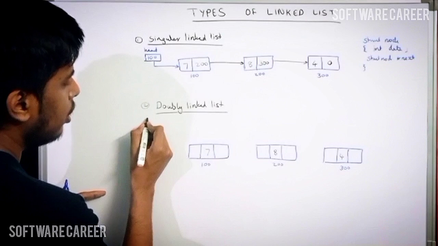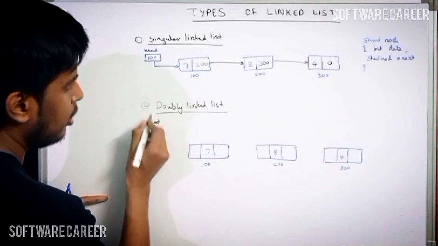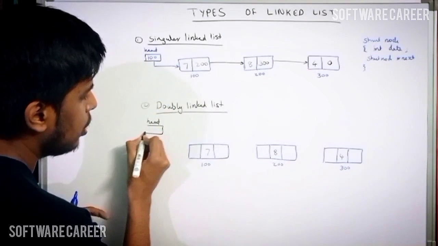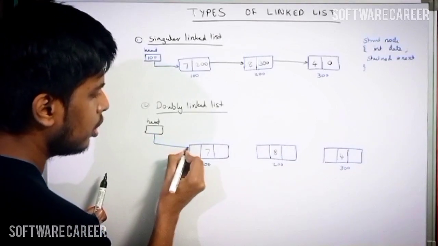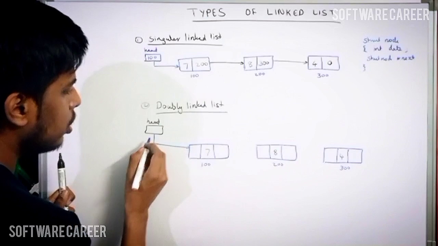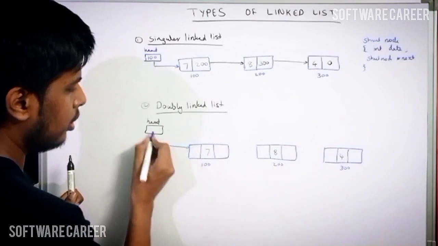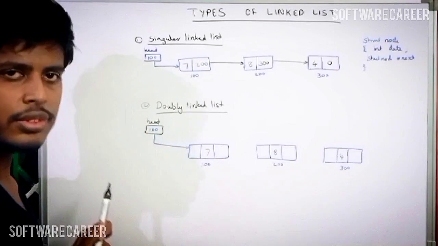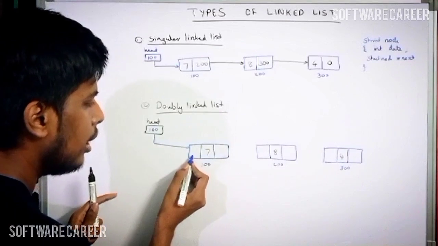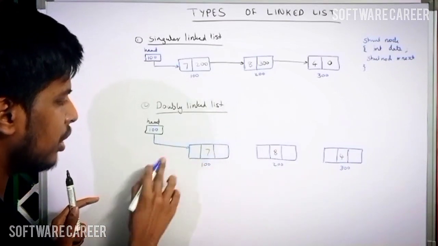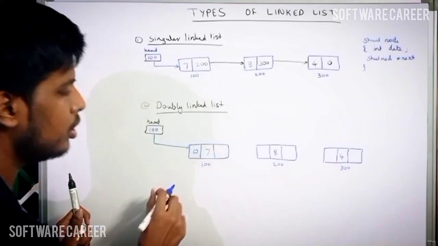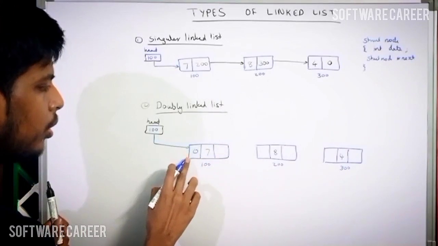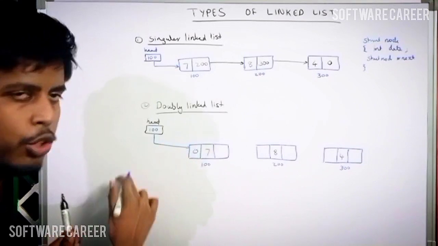So how do you define that this is the first node? You should have a pointer head same as this. So I am creating a pointer head which points towards the first node. This is the first node, so the address of the first node is 100. So I am pointing here to 100. Now no previous node is present here. This is the first node, so you mark 0 because you can't point anything before this.